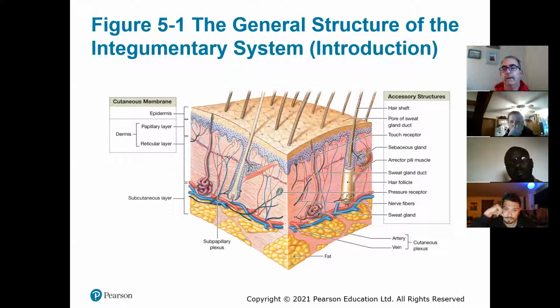Okay. What else do we have in our dermis? We have glands, right? We have two major types of glands. What are those two major types of glands? Sweat glands. Good, sweat glands, right? What are sweat glands there for? What do they do for us?